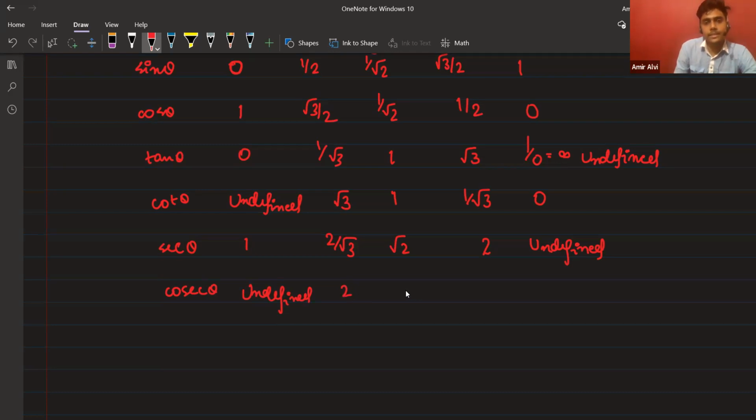Next, root 2. Very good. Next, 2 by root 3. Very good. 1. Very good. So Adil, let's look.